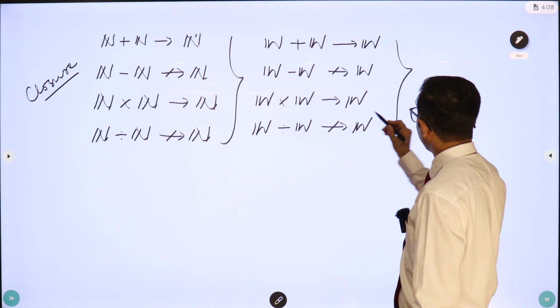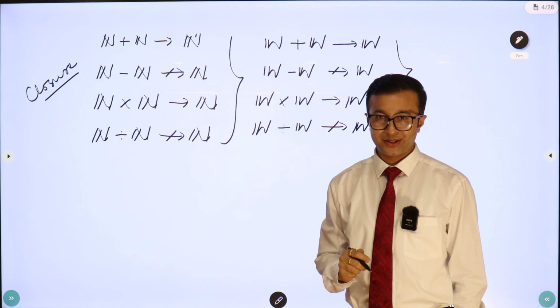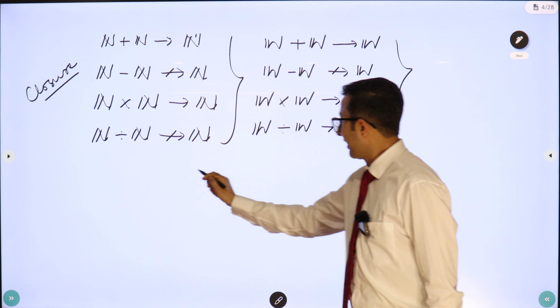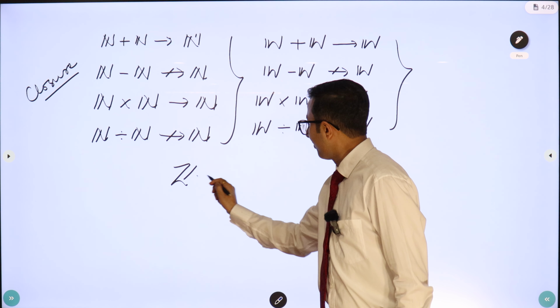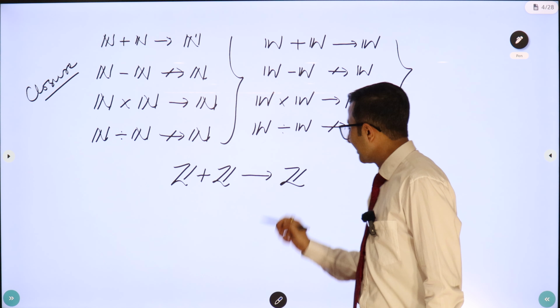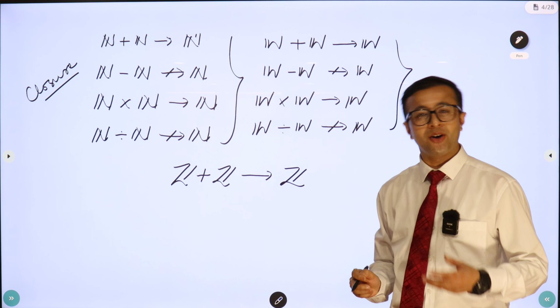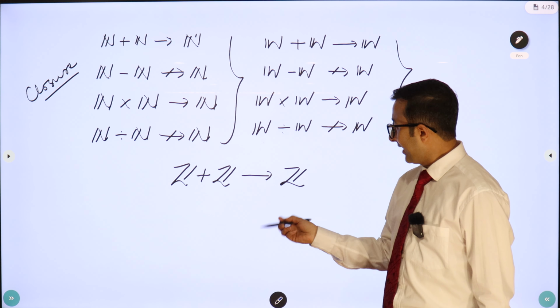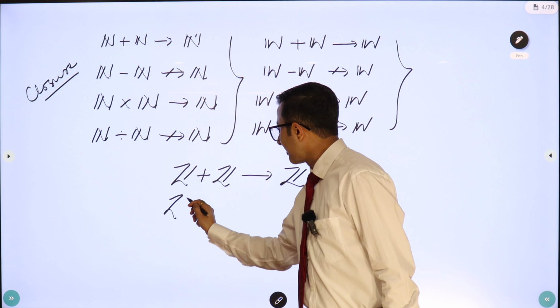Now we will be checking in the set of integers. First one, integer plus integer. It always gives us an integer. That means the sum of any two integers is always an integer. Next, what happens for subtraction?